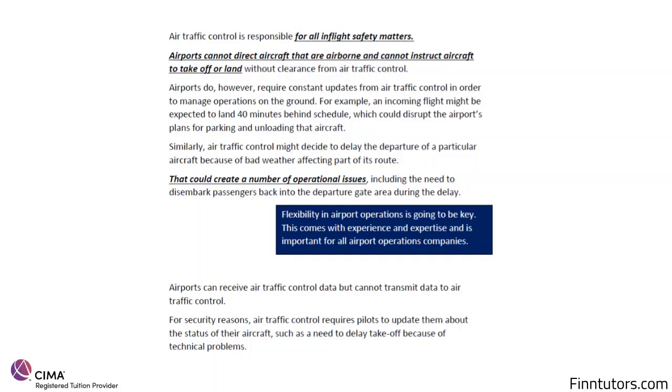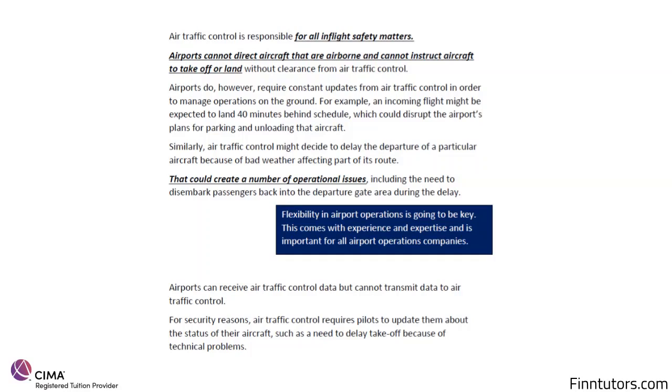So, these are the only people who are responsible for in-flight safety matters. Airports cannot direct an aircraft that is airborne and cannot instruct an aircraft to take off or land without clearance from air traffic control. They are the final authority. Airports do, however, require constant updates from air traffic control in order to manage operations on the ground.